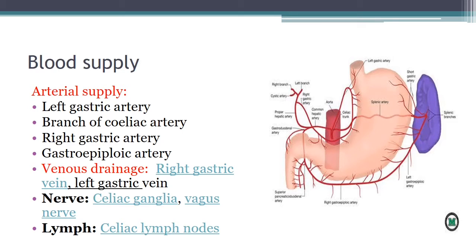Now what about the venous drainage? That is the right gastric vein and left gastric vein. The nerve supply is the celiac ganglia and the vagus nerve. What about the lymph? That is the celiac lymph node. Okay, so this is all about the blood supply of the stomach.